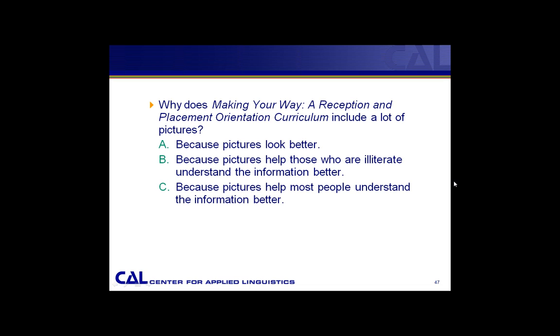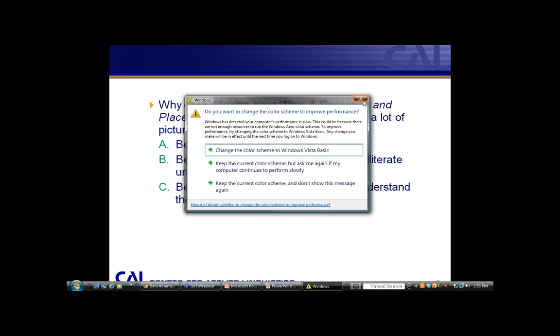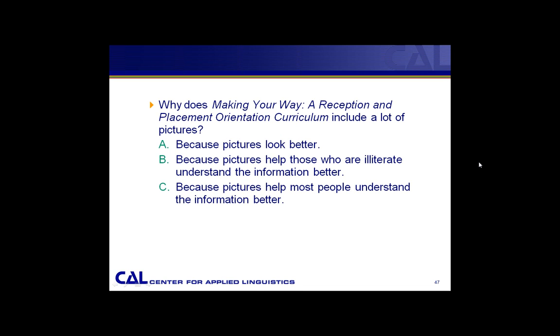So yes, absolutely, pictures do look better, and they absolutely do help those who are illiterate understand the information better, but most importantly, they help most people understand the information better. Providing pictures helps attract your visual learners, and also helps give people a feel. If you're talking about a store or a bus, having a demonstration of what that looks like is just much more useful than just talking about it.